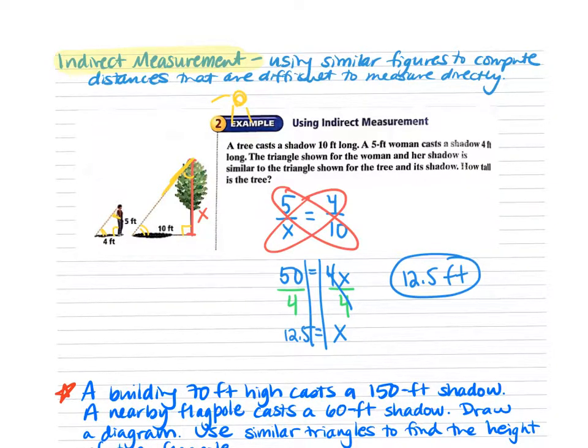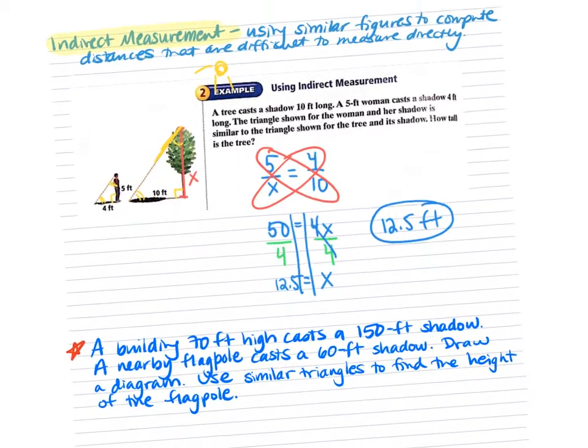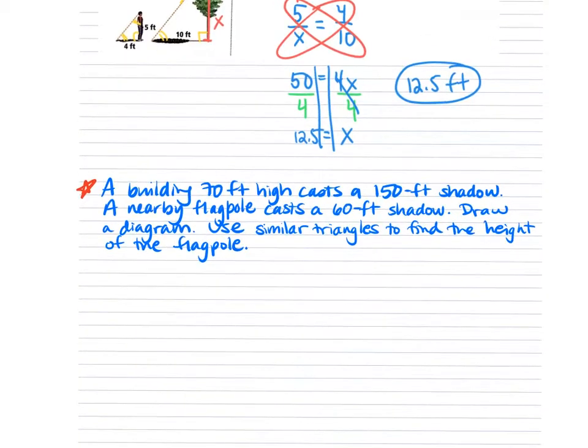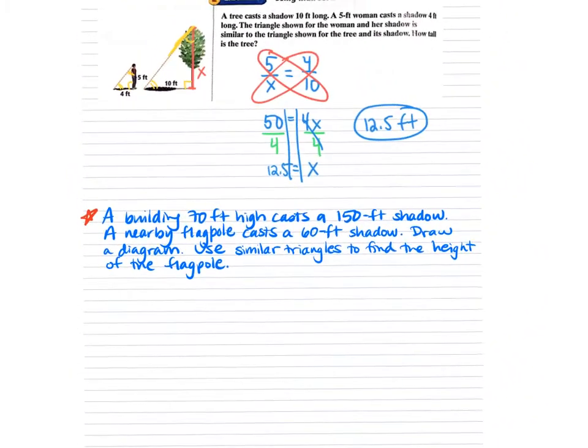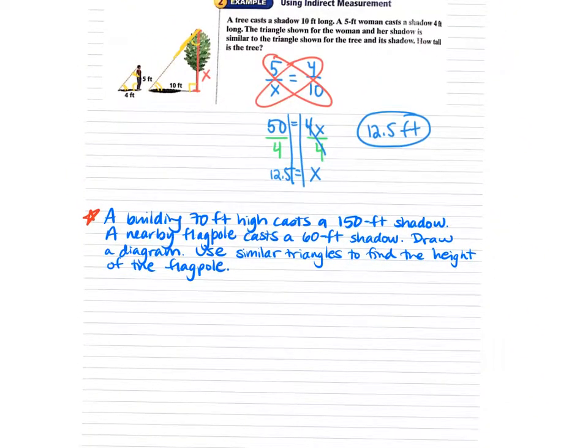All right, so that's how you use indirect measurement. You use similar figures to compute distances that are difficult to measure directly. Okay, so here is a problem for you to try on your own. A building 70 feet high casts a 150-foot shadow. A nearby flagpole casts a 60-foot shadow. Draw a diagram and then use similar triangles to find the height of the flagpole.